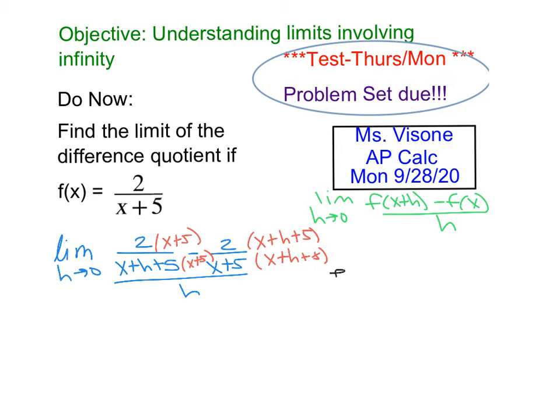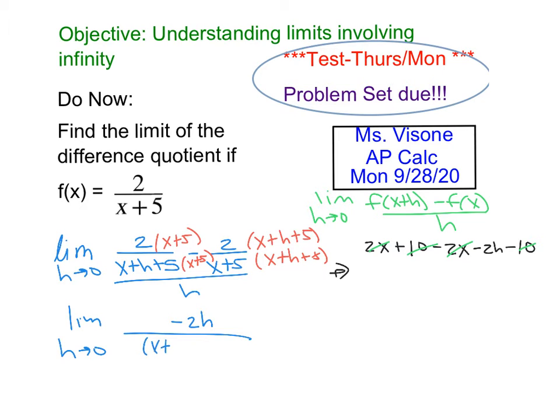All right, so let's see. I'm just going to work on that numerator. So I get 2x plus 10 minus 2x minus 2h minus 10. So we end up canceling out the 2x's and the 10's. And usually that happens. You're only left with the thing with the h on top. So limit as h approaches 0, I have 2h all over x plus h plus 5, x plus 5.